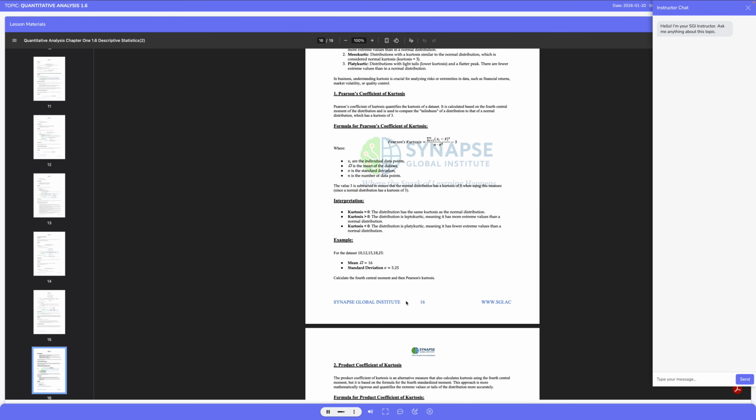The subtraction of 3 ensures that a normal distribution has a kurtosis value of 0 under this measure. As a result, positive values indicate a leptokurtic distribution, negative values indicate a platykurtic distribution, and a value of 0 indicates a mesokurtic, or normal, distribution.